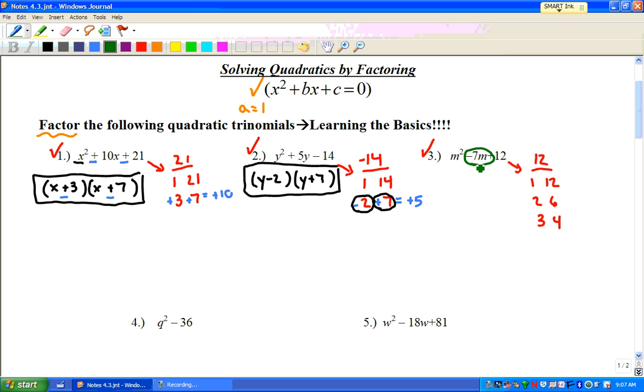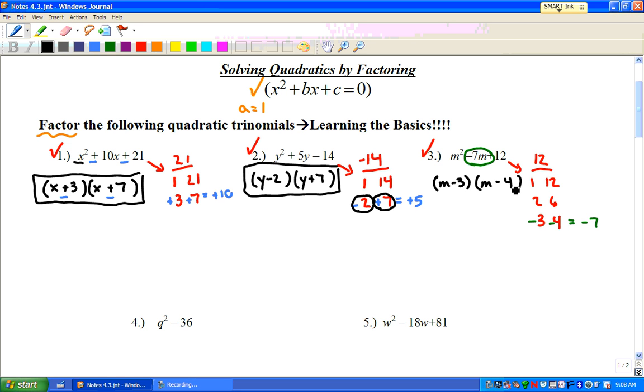How would I get a negative 7 using one of these sets of factors? Well, we know that 3 plus 4 would give me a positive 7, and we know that a negative 3 and a negative 4, if you add those together, would give you a negative 7. So I'm going to break this up into my two binomials. I put an m in the first spot and an m in the first spot. Then I take this and put it here, so minus 3, and I take this factor and put it here, and I got minus 4.